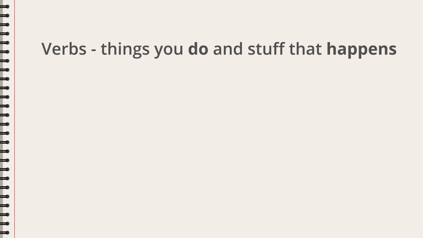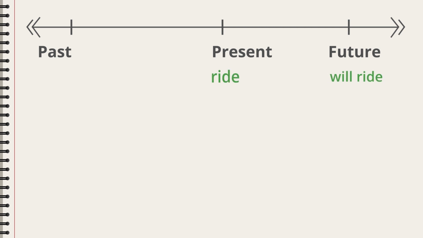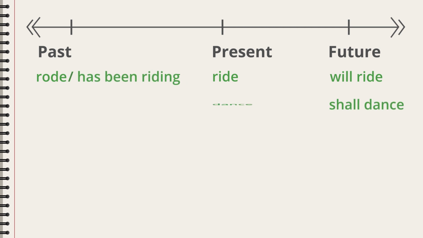Verbs can differ a bit depending on the context. One thing that makes the verbs change form is when in time the action is taking place, like this. Will ride, ride, rode, has been riding. Shall dance, dance, danced, have danced. No other part of speech behaves like this.